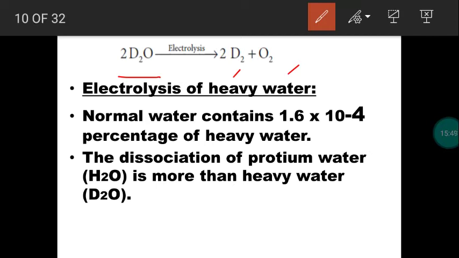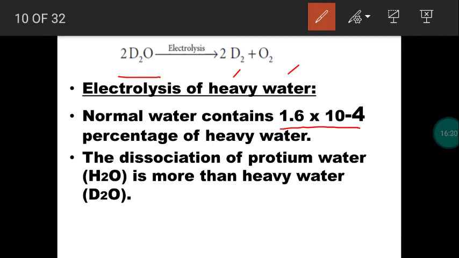Okay. So now there is a difficulty in this process. What is it? The abundance of heavy water is very less. As we studied, almost 99.9% ordinary hydrogen will be there. Deuterium as well as tritium have very low abundance. In the same way, when you take 100% water molecules, only 1.6 into 10 power minus 4 percentage of heavy water will be there, right? Out of 100%, only 1.6 into 10 power minus 4 percentage heavy water, D2O, will be there. Remaining are ordinary water molecules, H2O.